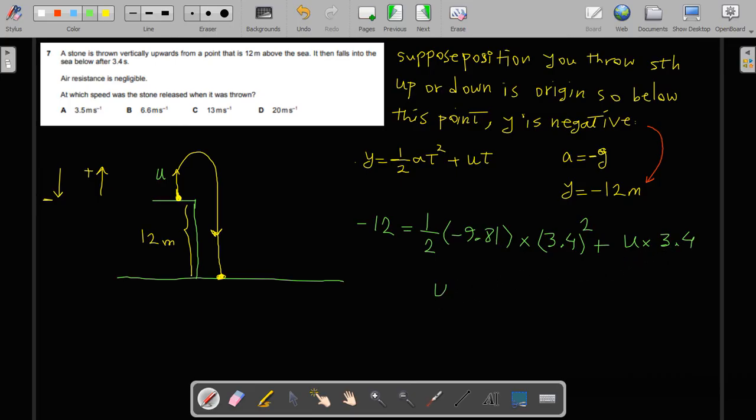If you simplify, you will get 13.3 meters per second. So you can choose C if you round off 13.3 to 13. So 13 meters per second, C is right. So in this question, first of all, you should suppose one origin point, which is the point that you throw something up or down, and then you should consider the direction of positive or negative. Then you can find the sign of a and the sign of y as well.